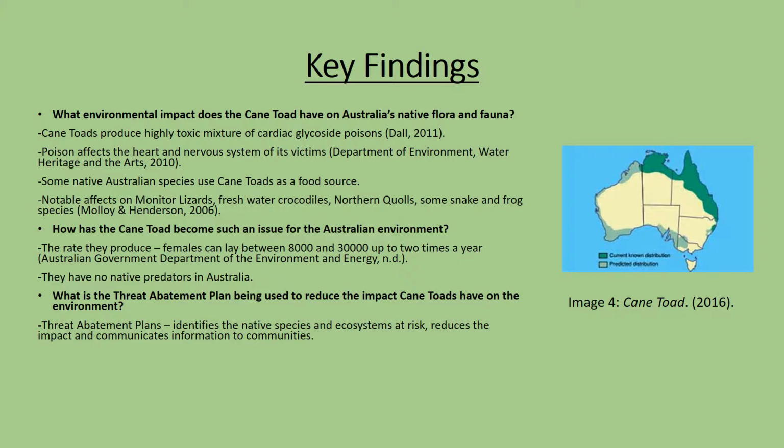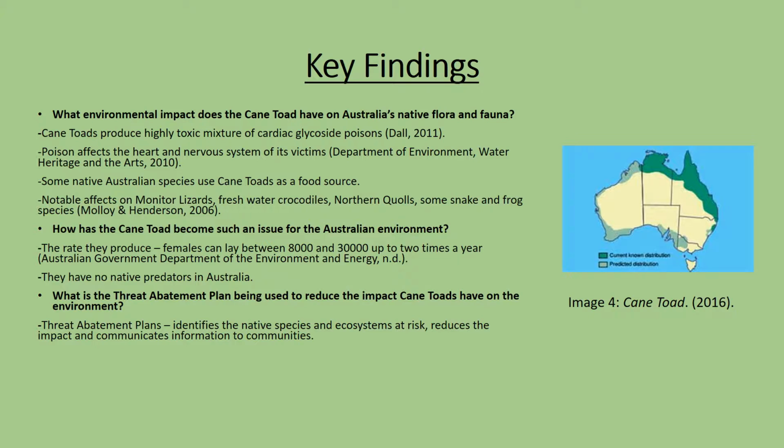The reason cane toads have become such an issue is because of the rate they are able to reproduce and the lack of natural predators in Australia. Female cane toads can lay between 8,000 and 30,000 eggs up to 2 times a year. Without natural predators, the cane toad rapidly increases in numbers.